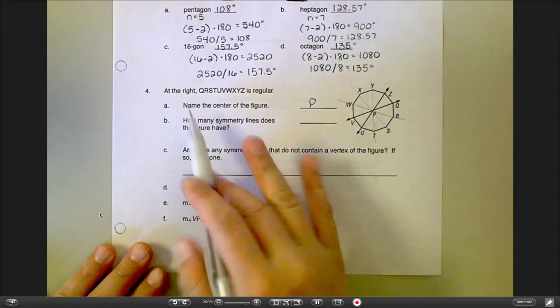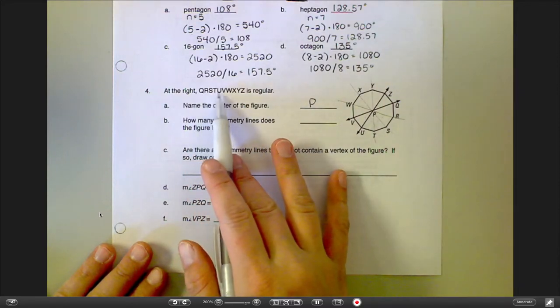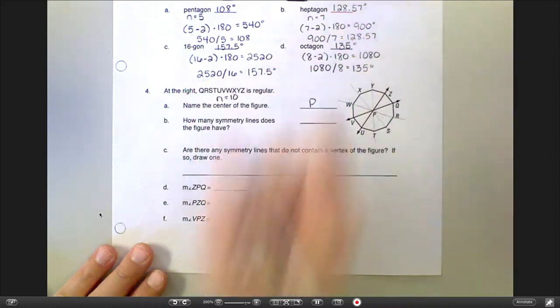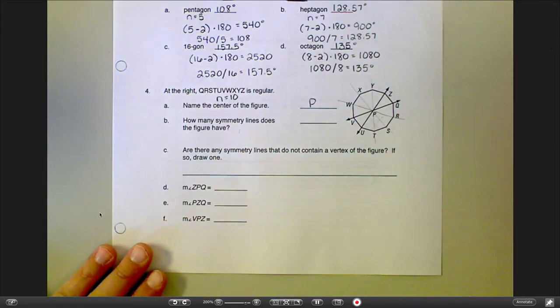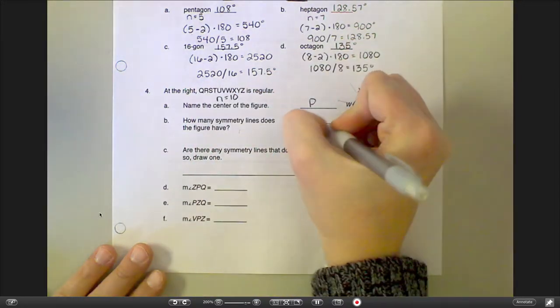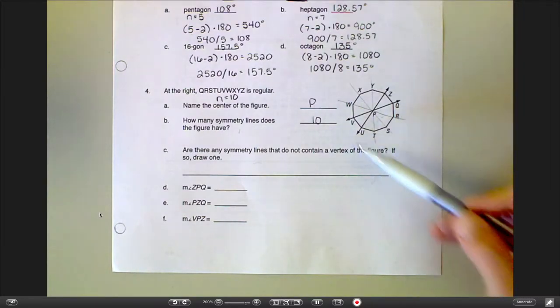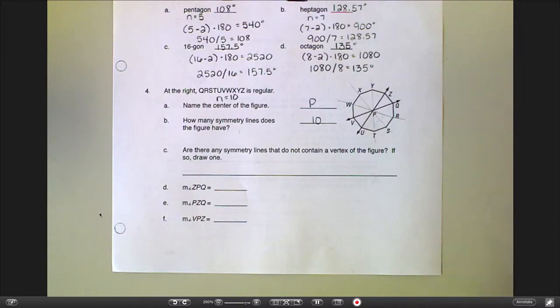This, by the way, I believe is a decagon. 1, 2, 3, 4, 5. Okay, so we know n is equal to 10. So how many symmetry lines would we have? 10. Good. Are there symmetry lines that do not contain the vertex? Well, this is an even number of sides, right? So they do contain the vertex, but then where else could we draw one?